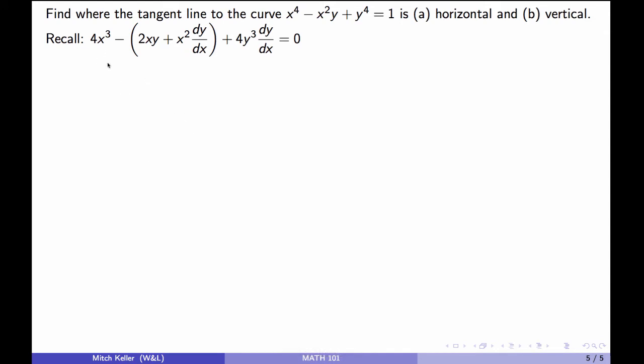So here's the derivative we worked out earlier, written down in a slightly different order than I wrote it a moment ago, but that's okay. So now we really need to go after this, solving for dy dx.